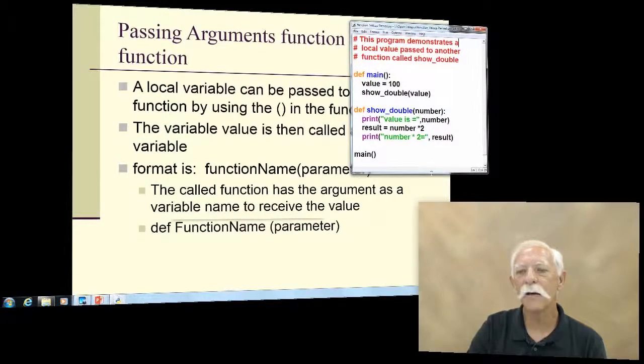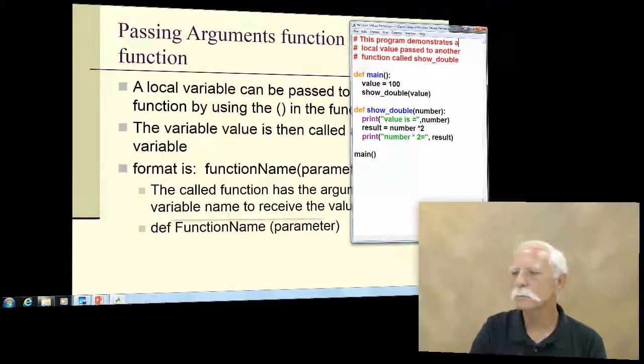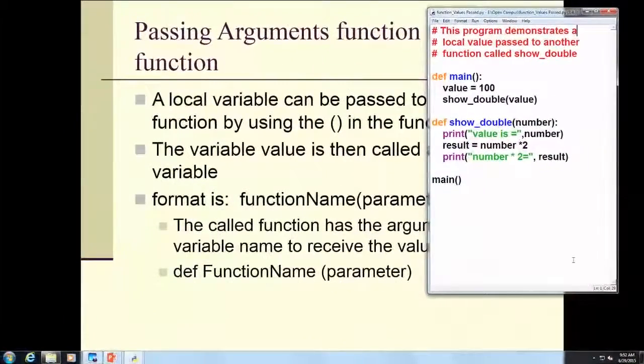So what we have now is in the Python. Let me get that over so you can see it. So now we've got the program demonstrates, it's just some comments again, but here we're going to use main, which is the main function that I've written. It has a value of 100, and then right here, show double value.